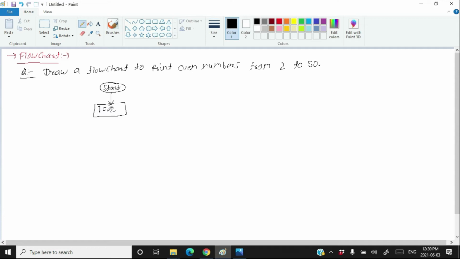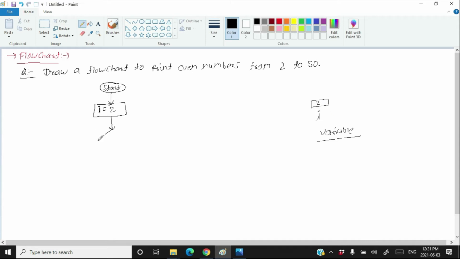Now you may ask what this variable is. The variable name is I. Okay, I is the variable. What is a variable? The variable whose name is I is a container which contains 2.